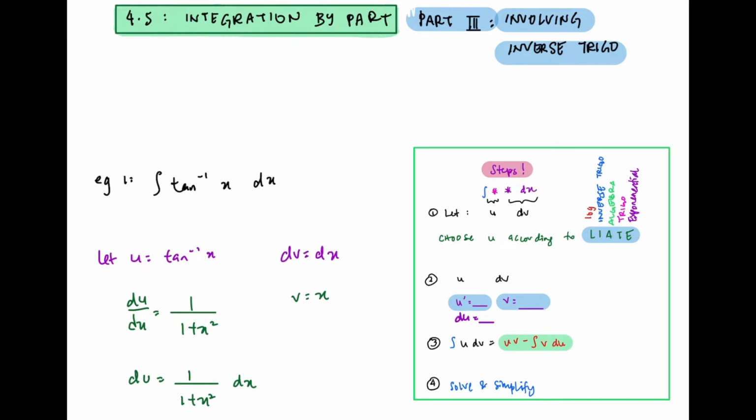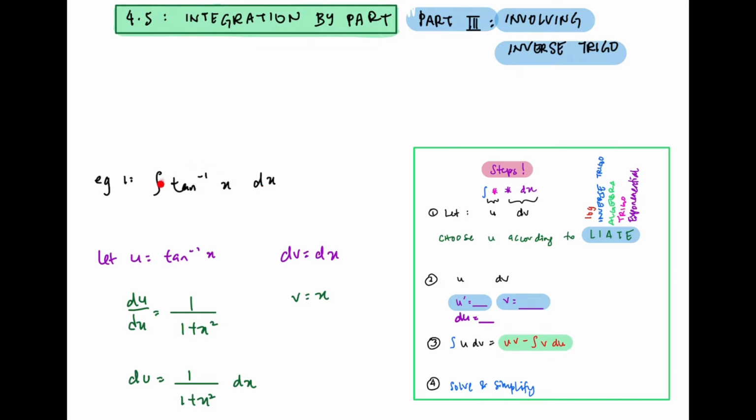Let's see part 3, which is involving inverse trigo. So please take note that any function that involves integration of inverse trigo, we should use integration by parts. Let's see example 1. We have the integral of inverse tangent x dx. As I mentioned before, we need to use IBP.